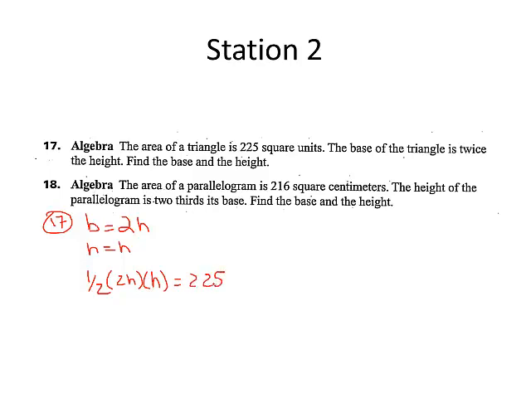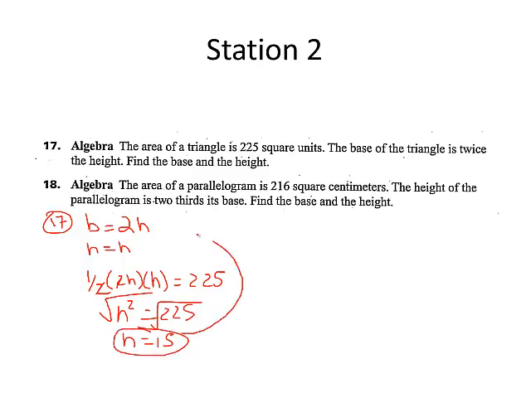So if I know that, now I can use algebra. So cross out the half, the 2, multiply the h, I get h squared equals 225. Take the square root of both sides. Technically you get plus or minus, but since we're dealing with dimensions, you just get 15. So if I plug this back into here, I get the base is equal to 30 units, and I get h is equal to 15 units. That's for 17.